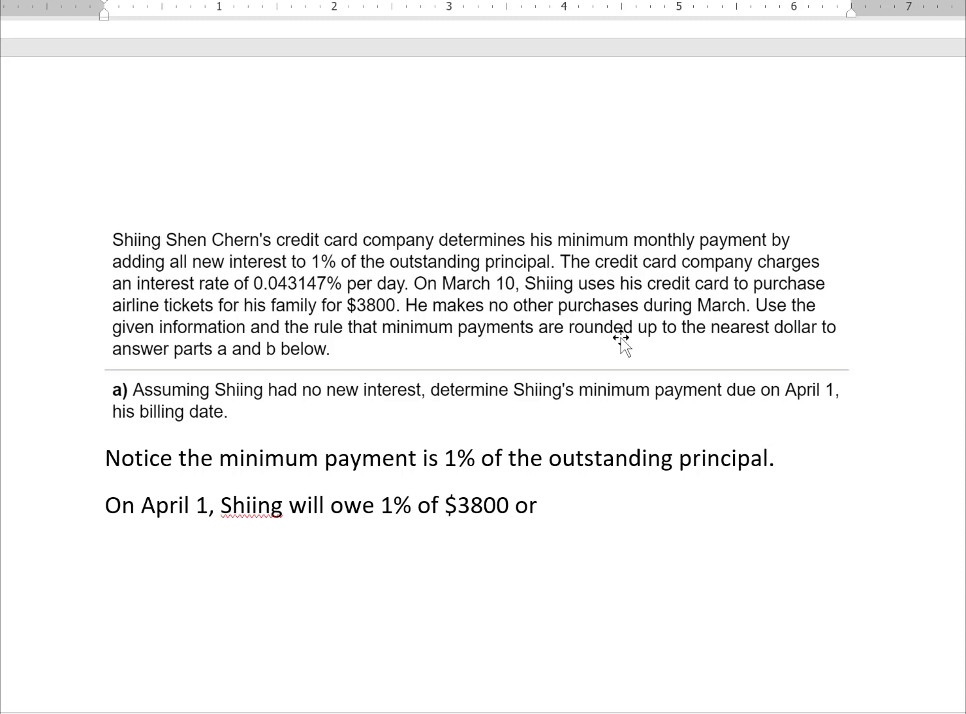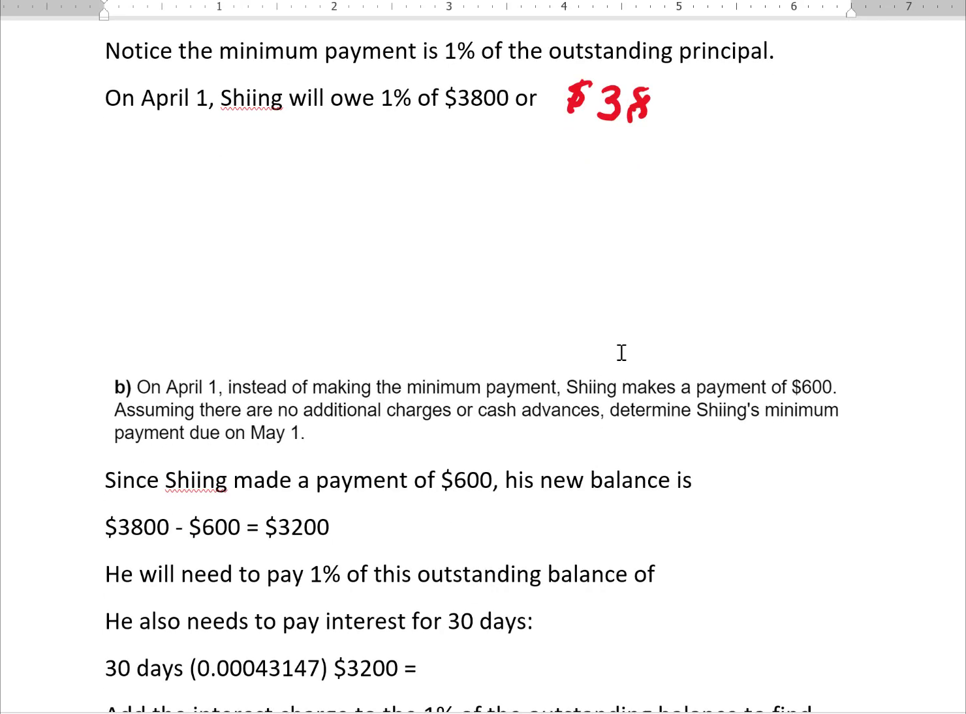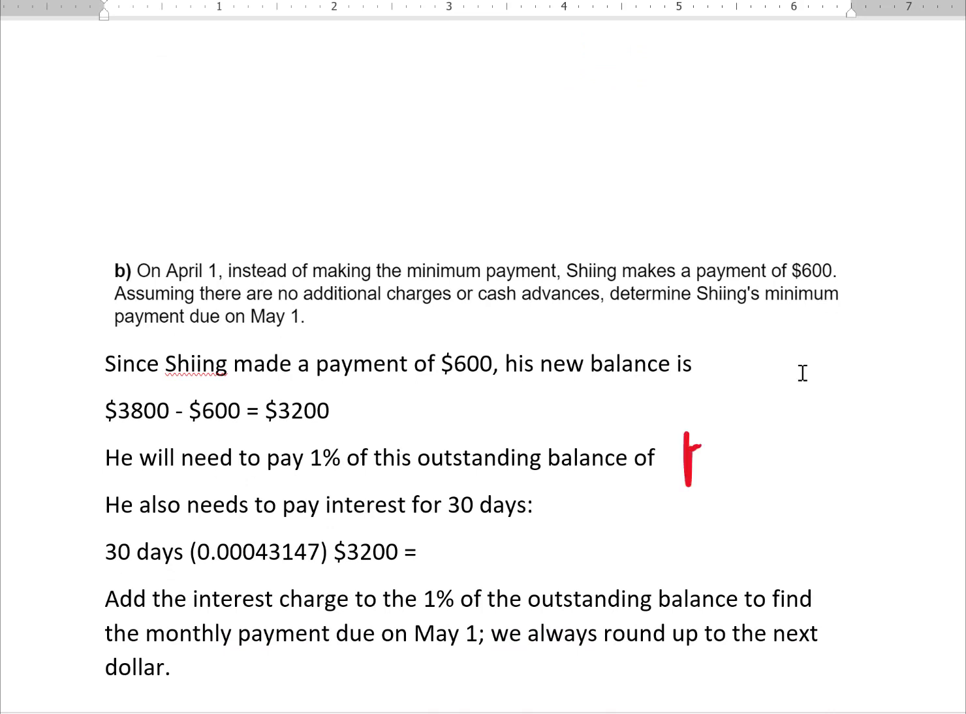A and B below. Part A, assuming Shing had no new interest, determine his minimum payment on April 1st, his billing date. So the minimum payment is 1% of the outstanding balance. So on April 1st, Shing is going to owe 1% of $3,800, which is $38. Now on April 1st, instead of making the minimum payment, he makes a payment of $600. Assuming there are no additional charges or cash advances, determine Shing's minimum payment due on May 1st. Since he made a payment of $600, his new balance is $3,200. So he'll need to make a 1% payment of that outstanding balance, and that's going to be $32.